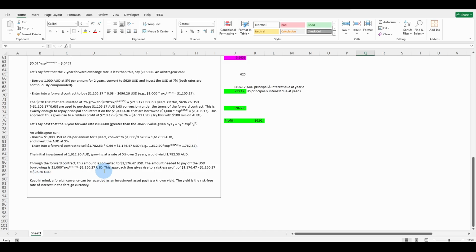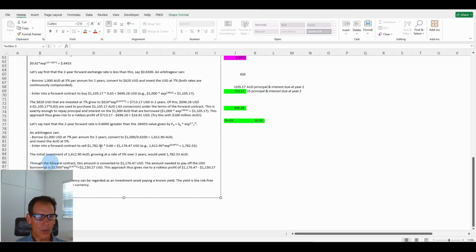The initial investment of 1,612.90 Australian dollars, growing at a rate of 5% over 2 years, would yield 1,782.53 Australian dollars. Through the forward contract, the amount is converted to 1,176.47 US dollars. The amount needed to pay off the US borrowing is 1,000 times e^(0.07 × 2), which equals 1,150.27 US dollars. This approach thus gives rise to a riskless profit of 1,176.47 minus 1,150.27 equals 26.20 US dollars.